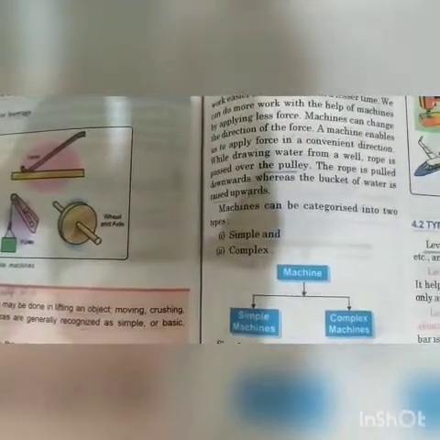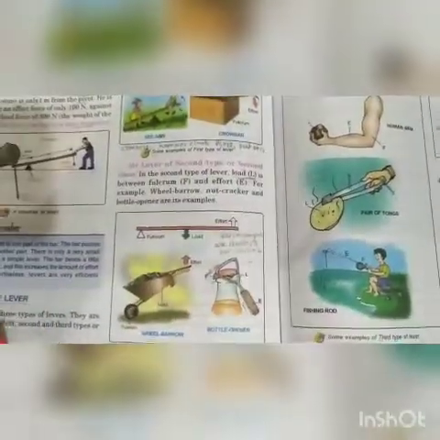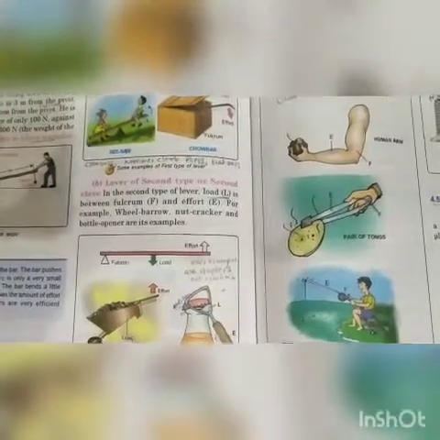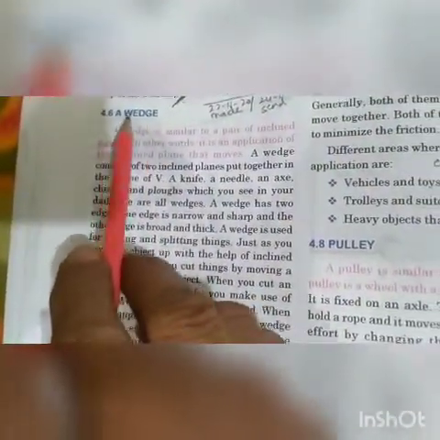Students, in the previous class, I explained different types of simple machines, that is lever, screw and inclined plane. Besides this, I also explained different types of levers, that is first order lever, second order lever, third order lever. Today I will explain a wedge, wheel and axle and pulley.